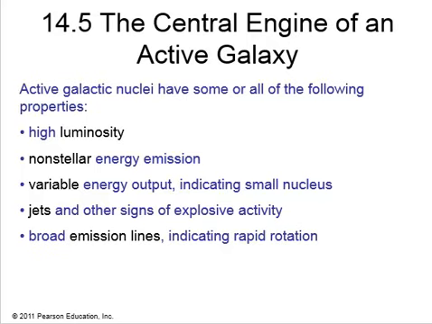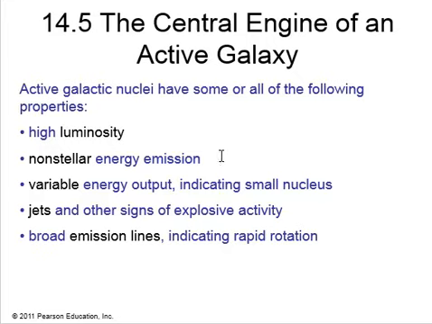So when we take a look at the nuclei of active galaxies, they have some or all of these properties listed on the slide. They all have a high luminosity, much brighter than a normal galaxy. And the energy that they are emitting is non-stellar. It is not coming from starlight or from stars in a star factory. The radiation curves from active galaxies are not black body radiation curves. They have very different curves, and so this energy does not come from a star. The energy output can be variable. It does fluctuate over time, which does indicate a very small nucleus.